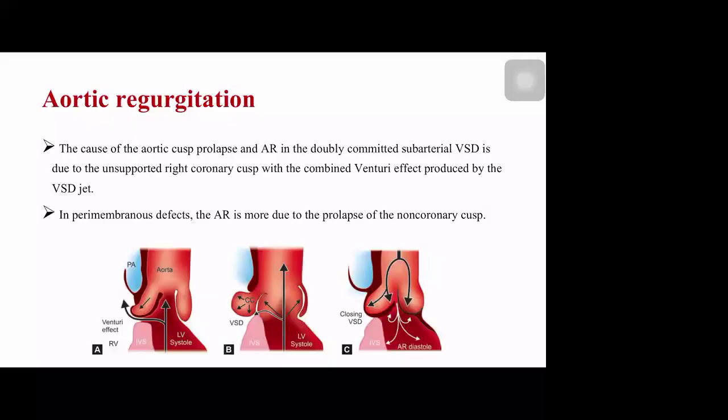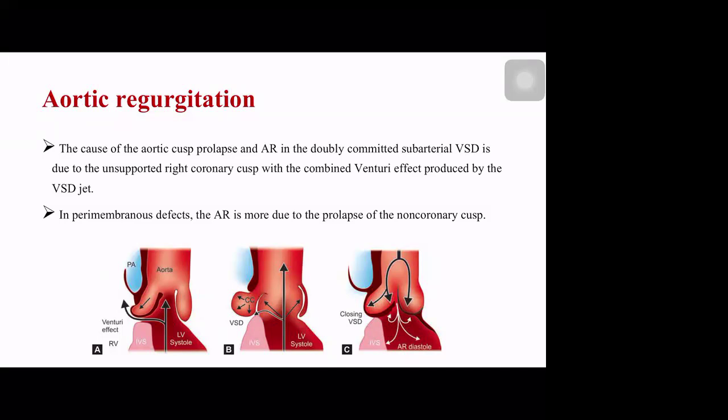Now, why is there a Venturi effect? The direction of the flow is from the left to the right ventricle. Now, when the flow is from the left to right ventricle, it causes a Venturi effect within the right ventricle, and it is pulling the anatomically unsupported coronary cusp. Either it is the right or the non-coronary cusp according to the location of the VSD. For subarterial, it is the right coronary cusp, and for perimembranous, it is the non-coronary cusp, ultimately leading to aortic regurgitation. So, two reasons.